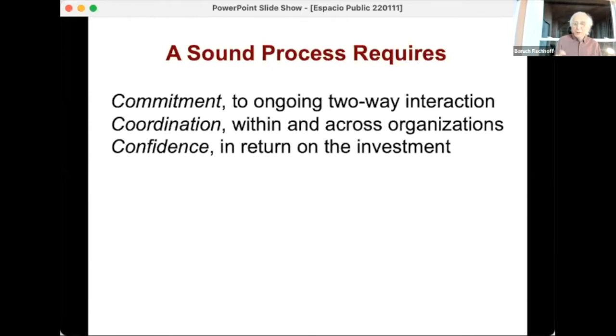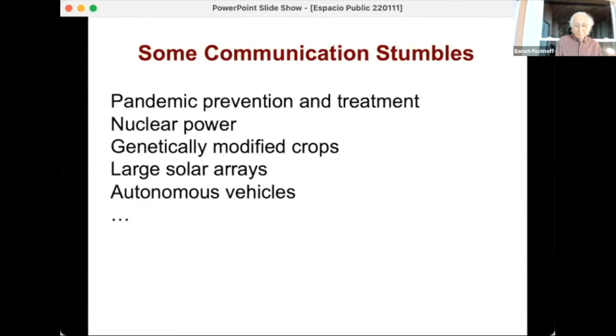It requires coordination within and across organizations. If any scientists alienate the public, all scientists pay the price. And it requires confidence that there will be a return on this investment, that if we listen to and talk to the public, we will all collectively be better off.